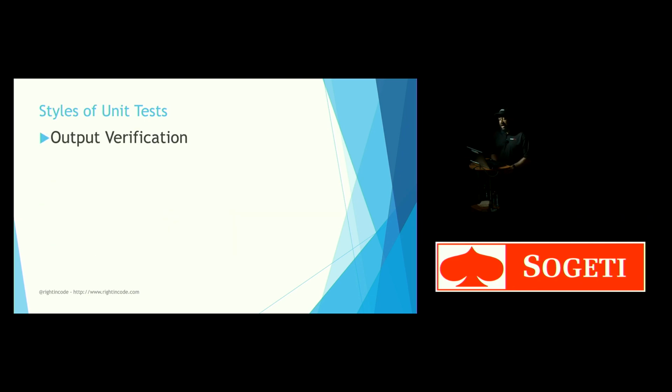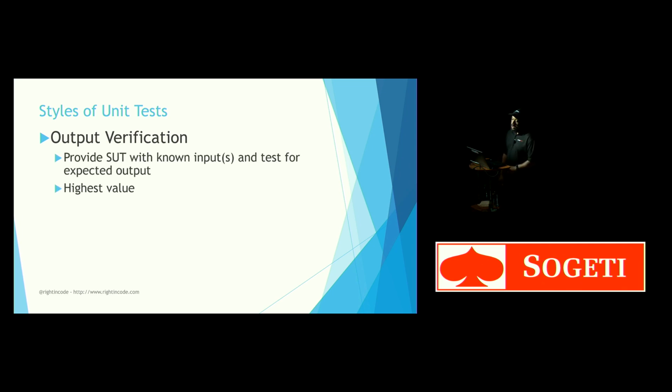So, styles. There are a couple of styles. The first style is output verification, and let's dig into that a little bit. You provide your system under test with known inputs and test for expected outputs. In my opinion, this is probably the highest value. Because the moment something, let's say a calculation, goes awry, you know immediately that there's an issue. Also, it tends to be fairly isolated if you're designing your test very well. But it definitely has the highest value compared to some of the other options.